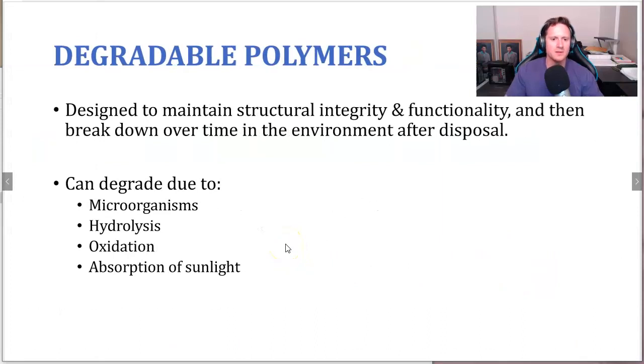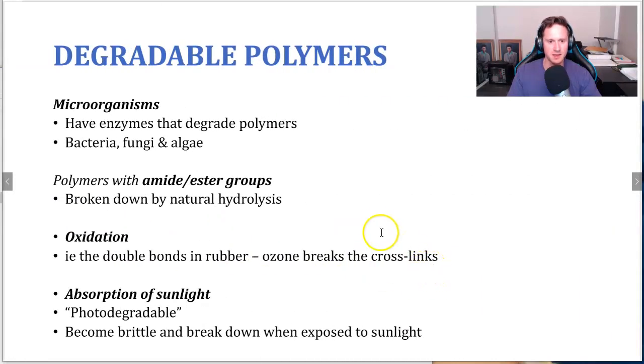So degradable polymers, they're designed to maintain structural integrity and functionality and then break down over time in the environment after disposal. So you can see the benefit of this. So while they're existing, they're good. They do exactly like regular polymers do, but they're biodegradable. So they're going to actually break down as opposed to living in the environment for hundreds of years. They can degrade due to microorganisms, hydrolysis, oxidation, and absorption of sunlight. So these are the different conditions that can break those down.